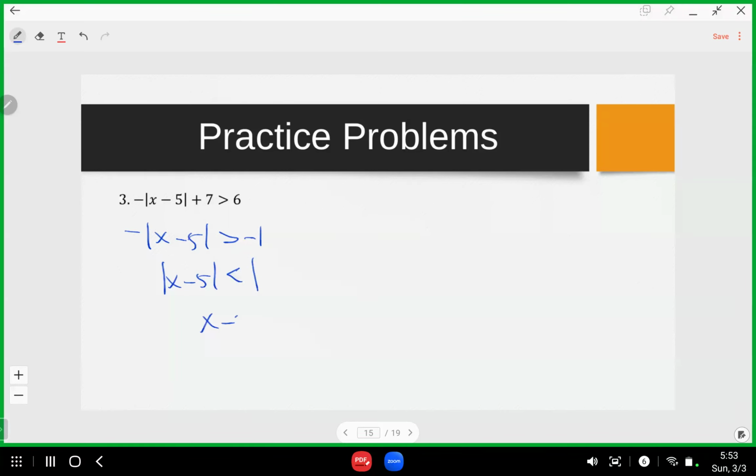So it's going to be a compound inequality like this. You add 5 to both sides. Okay. So you should have gotten 4, 6. So again, the important part here is when you see the less than sign, you have to turn it into a compound inequality. Okay. So now let's continue.